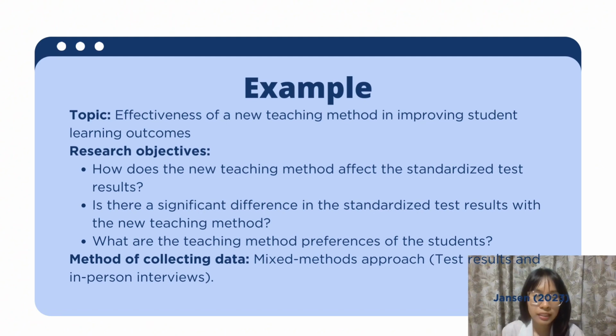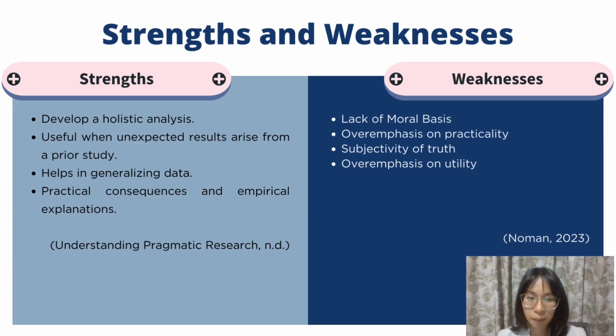So to collect these data, the researchers, in a pragmatist paradigm, will use a mixed method approach. So they analyze the test results and they conduct in-person interviews. So the strength of pragmatism is it develops a holistic analysis and it is useful when unexpected results arise from prior study. It also helps in generalizing data and it gives out practical consequences and empirical explanations. However, it also lacks moral basis, and sometimes it overemphasizes practicality and subjectivizes truth and overemphasizes utility as well.